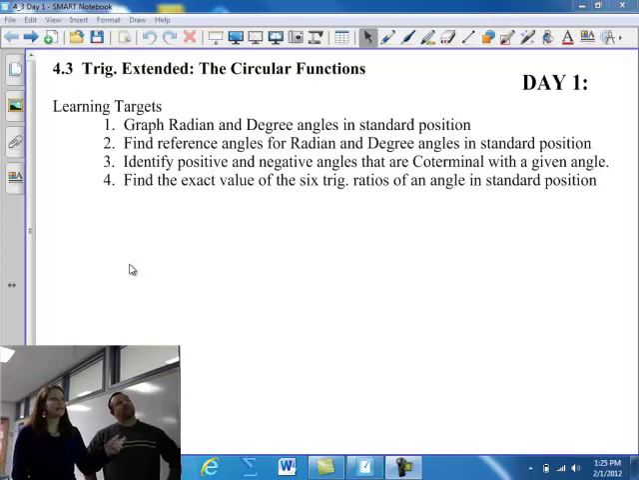We're going to graph radian and degree angles in standard position. We're going to find reference angles for them, a little bit of review from 4.1. Mostly we're going to identify positive and negative angles. We have this word coterminal, and we're going to talk about that. And we're going to do some exact values in standard position. So let's get going.